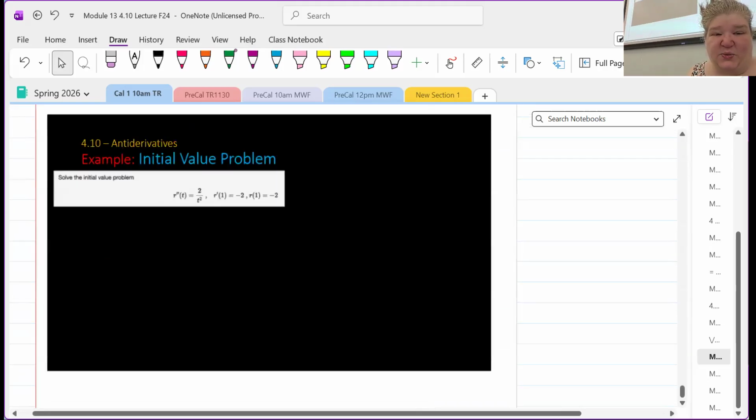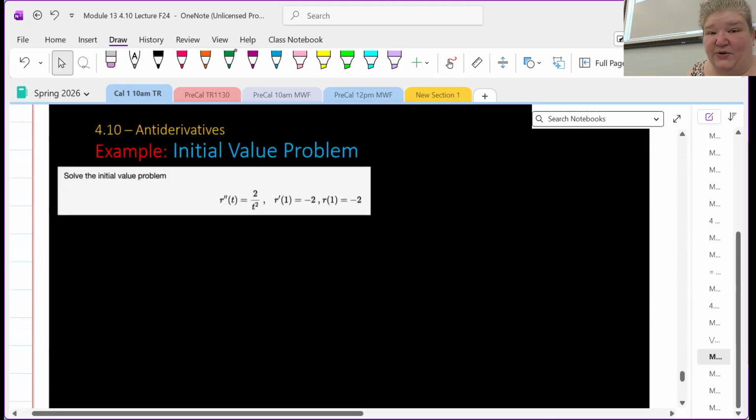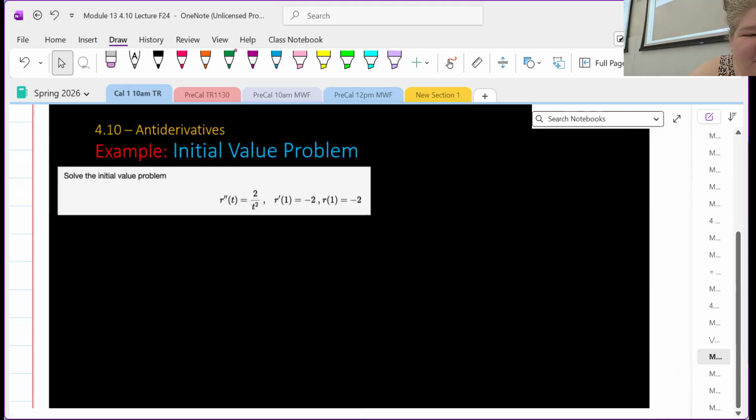Now, sometimes we get a little crazier. So solve the initial value problem, except they've given us the second derivative of the function and then 2 pieces of information, 2 points. They're not quite initial values because we're plugging in 1, not 0. But if you look at our second derivative here, if we plugged in 0, we'd get undefined. And that's probably going to carry through on our antiderivatives. So yeah.